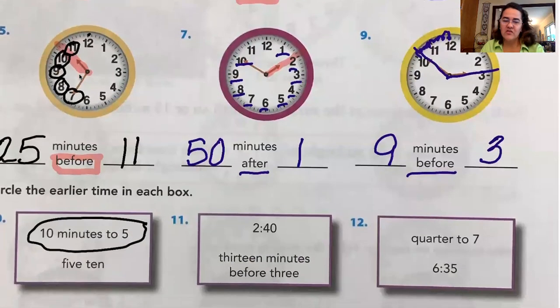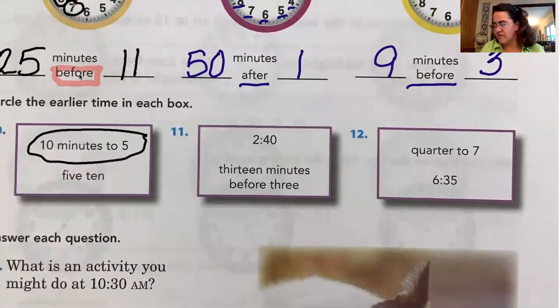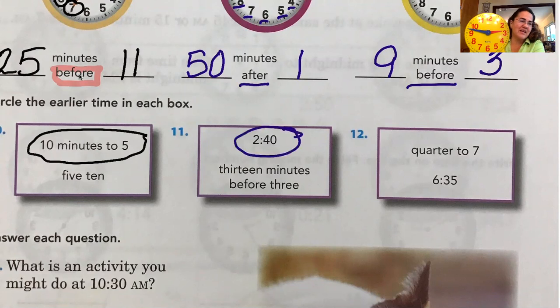Let's move on. We're going to circle the earlier time in each box. For number 11, we have 2:40 or 13 minutes before 3. Well, if I look at a clock and I want to go 13 minutes before 3, let's get my clock ready to show you that. Here's 3 o'clock. I need to go 13 minutes before. Here's 10, 11, 12, 13 minutes before 3 is the same as 2:47 and 2:40. Which one's the earlier time? 2:40. Excellent work, second graders.